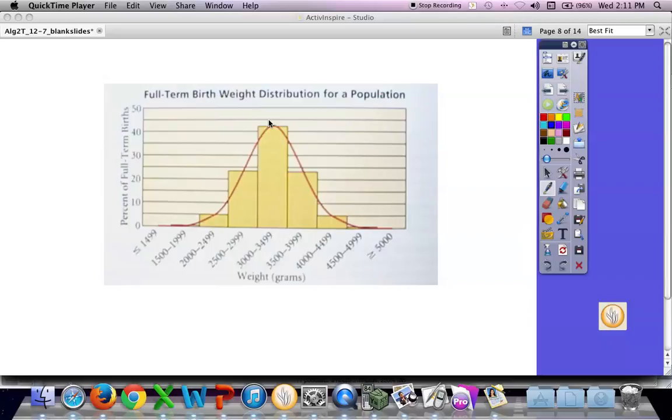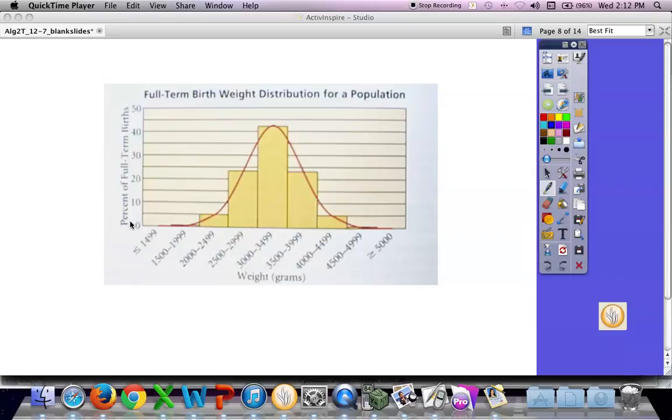When the babies weighed more than that, then you had less reporting of that, right? And if they weighed less than that, again, it falls away to the other side. Now, the red line behind that is actually the normal curve, right? That is a function which gives us this shape, and that shape is often referred to as a bell curve, right? That is a bell curve.